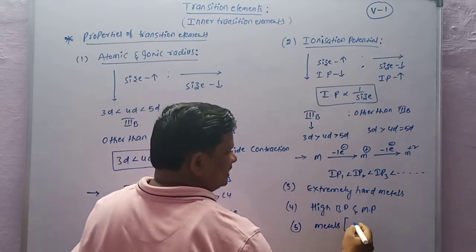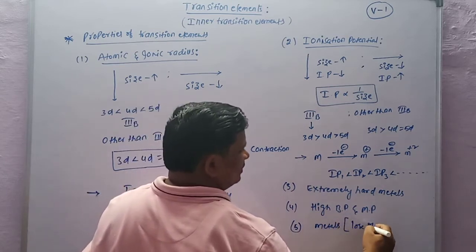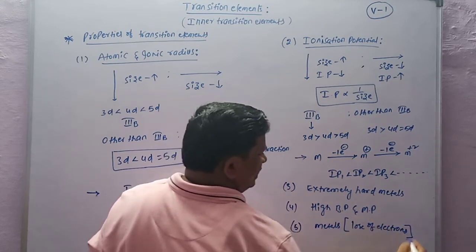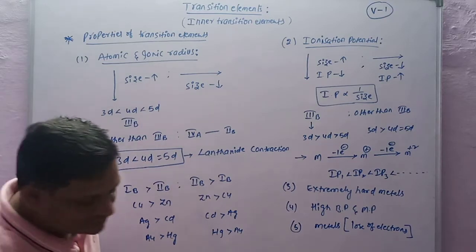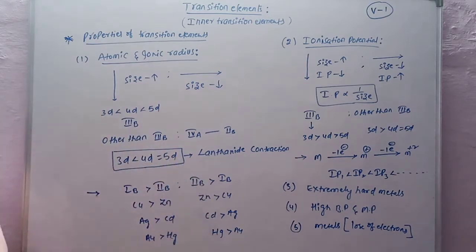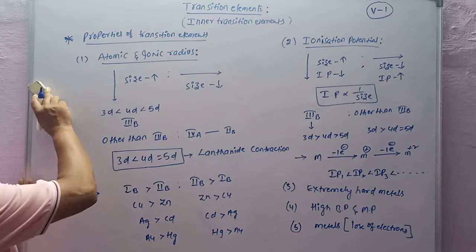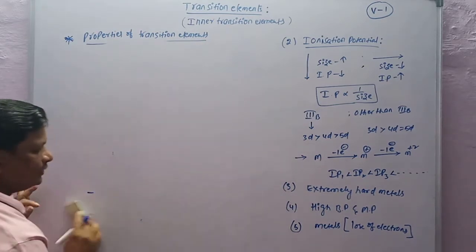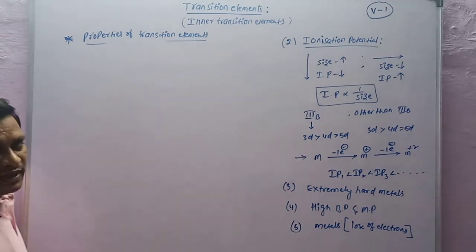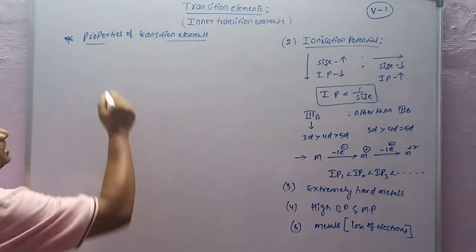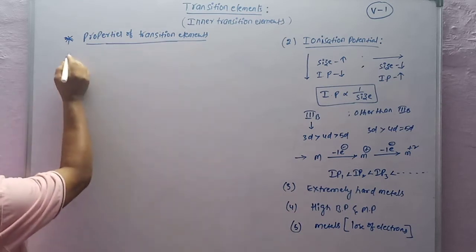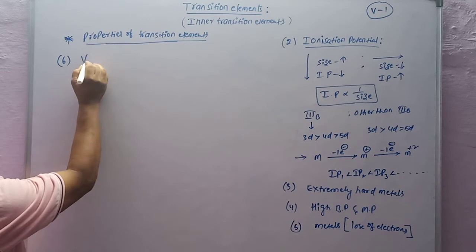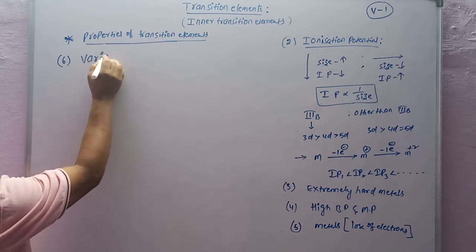Metals means the tendency to lose electrons. So these are the simple properties of transition elements. Now the next property is that transition metals exhibit variable oxidation numbers.